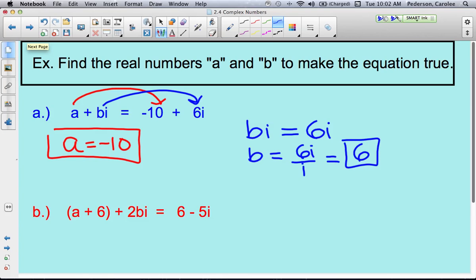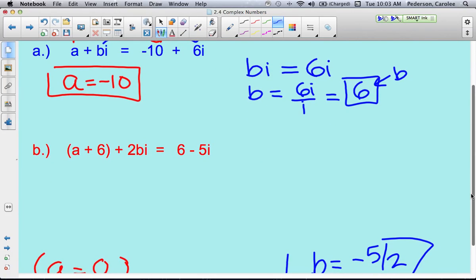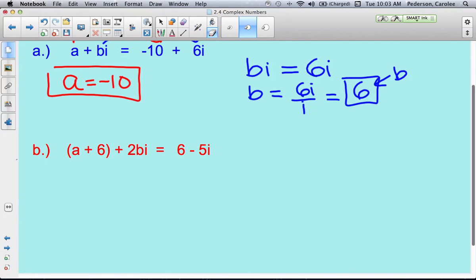Or look at it. It's an equation. It's balanced out. I have an i on the right and an i on the left. Then I have a 6 on the right. I must have a 6 on the left. So B equals 6. We'll do one more of these.